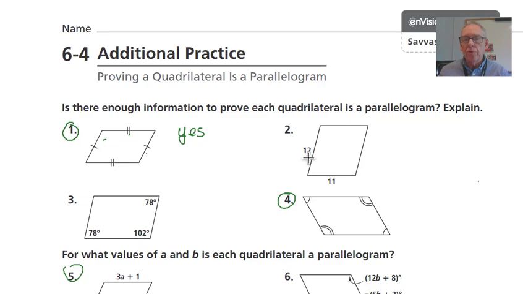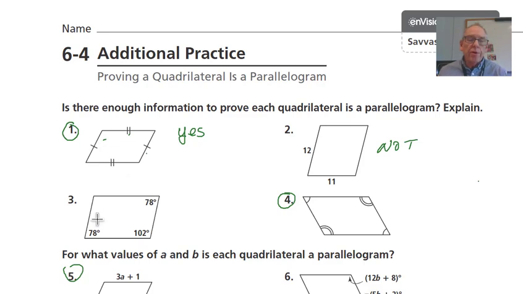Now, talking about number 2, they're showing one side is 12, one side is 11. You have to ask yourself, is there enough information to know that this opposite side is a 12? Is there enough information to know that this opposite side is 11? I don't think there is. So number 2 would be an example of one that would not be a parallelogram, at least we couldn't say that it was a parallelogram with the given information.